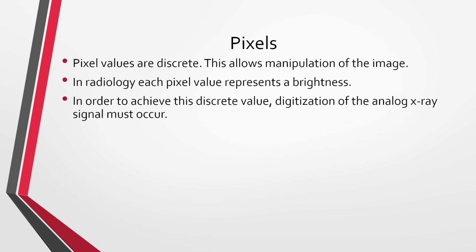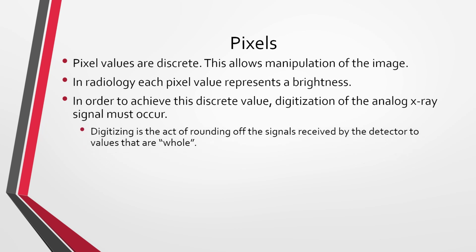In order to achieve this discrete value, digitization of the analog X-ray signal must occur. Digitization is the act of rounding off the signals received by the detector to values that are whole. So we can't have values that are analog, in between the whole values, because the electronics don't understand how to do that. So it has to be a whole number.